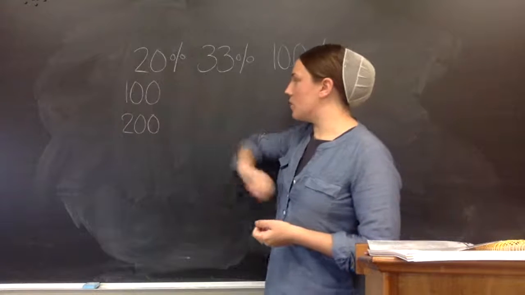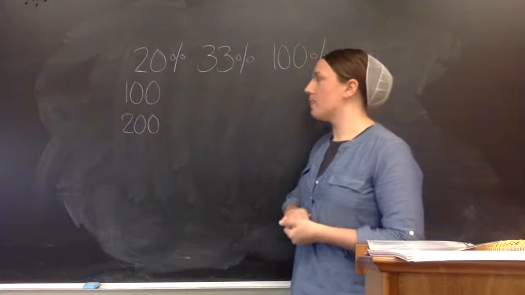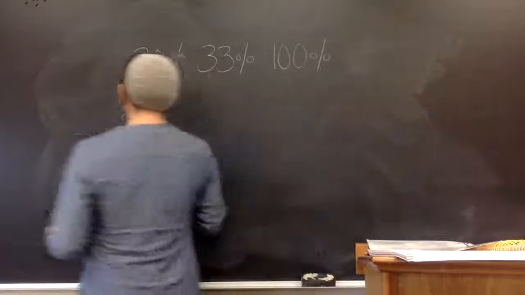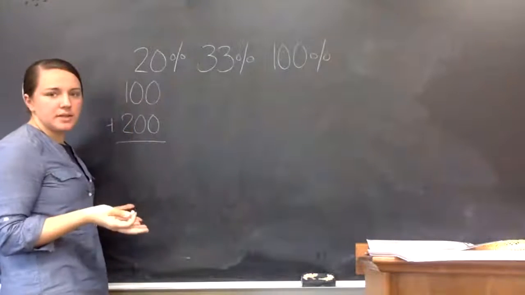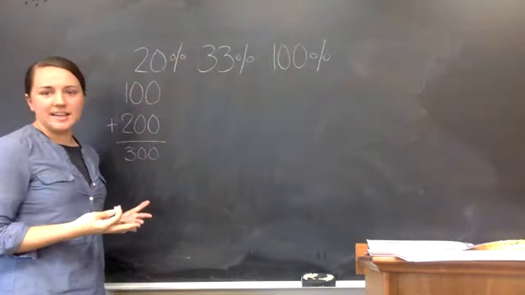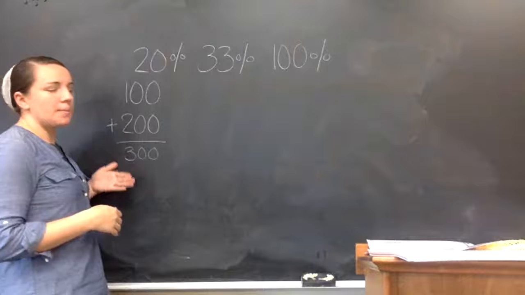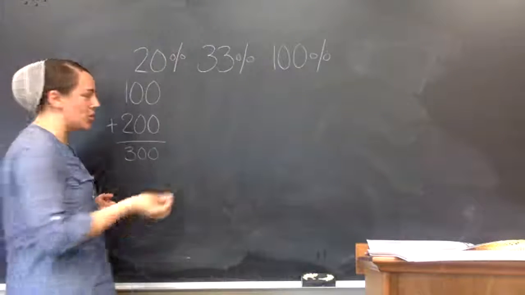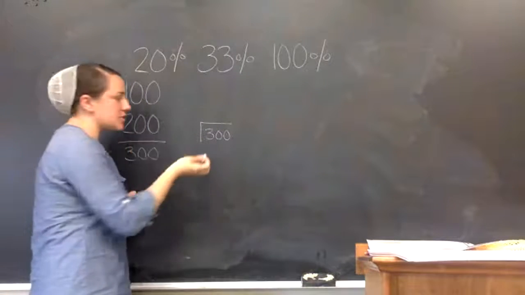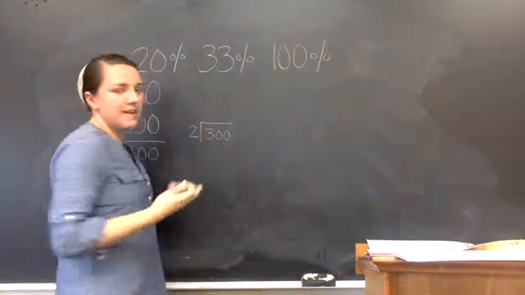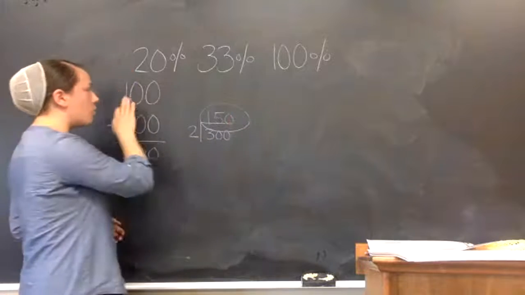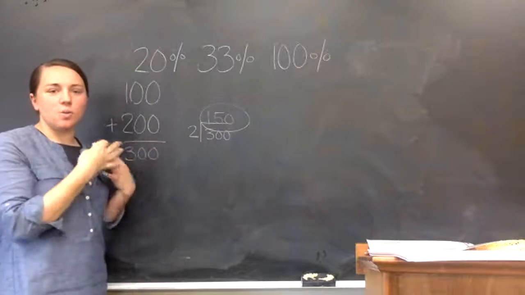Let's average these two numbers here. Should be a fairly simple problem. So if we have 100 and 200, how do we average those? Again, we're going to add them together. 100 plus 200 equals 300. And to finish finding the average, we're going to divide our answer by how many numbers we have total. In this case, we have 300 divided by two numbers. And 300 divided by 2 is 150. So we know that the average of 100 and 200 is 150.